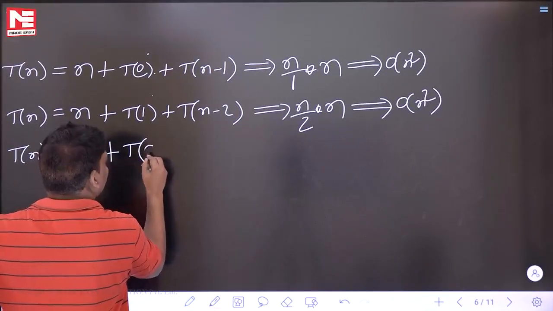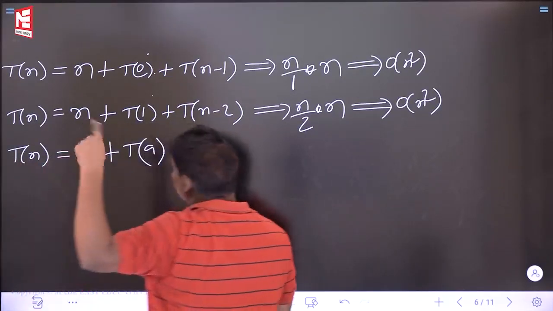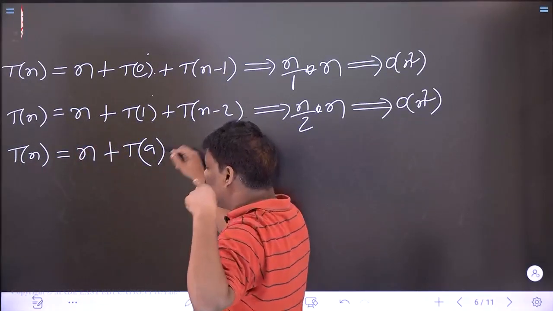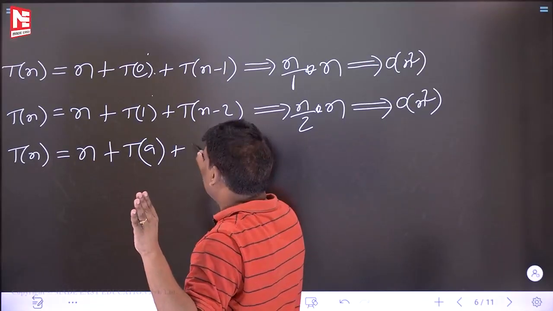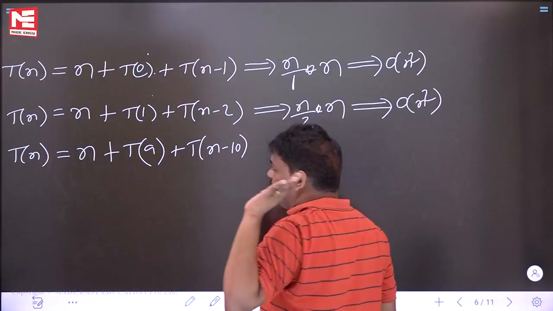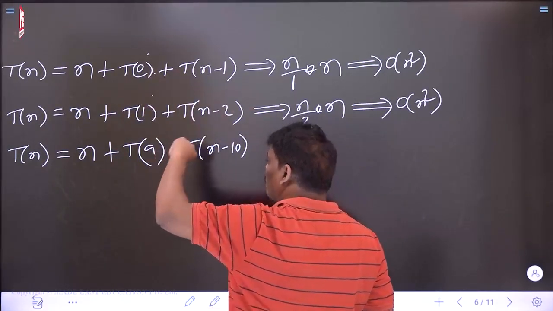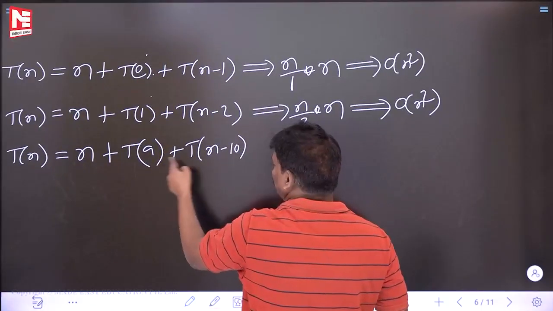See this one: 9 elements on the left side. Can you help me? 1 is the pivot already, 9 elements on the left side, totally 10 elements, right? Remaining n minus 10 is the other side. Out of n people, in the partition algorithm 1 is out, remaining n minus 1, 9 people left, remaining n minus 10.